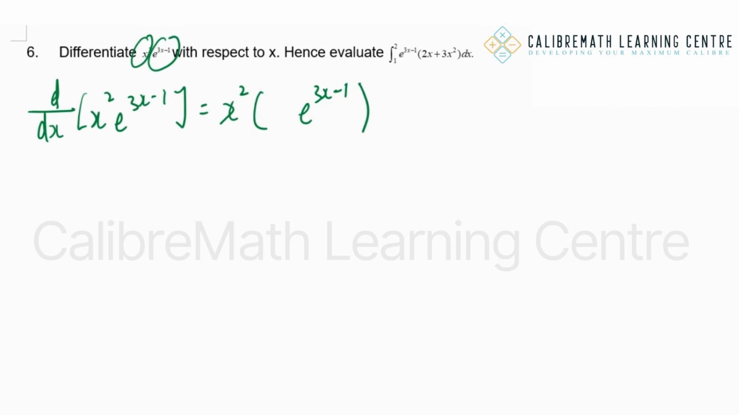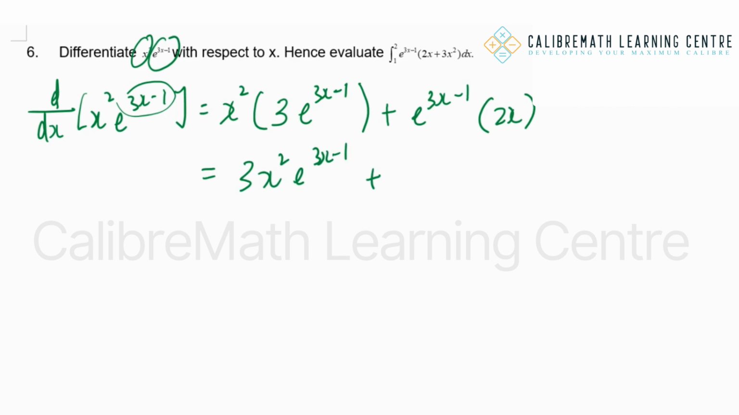Remember, when we are differentiating exponential terms, it's exactly the same, but just remember to multiply it by the differentiated form of this, which is the coefficient of 3. And then you copy the other one, e to the power of 3x minus 1, differentiating your x squared, which gives you 2x. So if you expand them, you will get 3x squared e to the power of 3x minus 1 plus 2x e to the power of 3x minus 1. You notice that my exponential term is always written at the end of every term, so it's neater and easier for you to do any factorization later on.